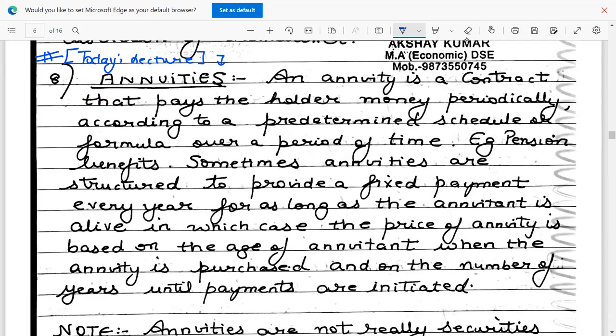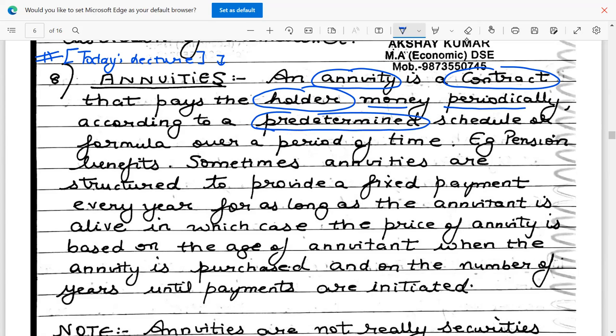An annuity is a contract that pays the holder money periodically according to a predetermined schedule or formula over a period of time. So annuity is going to generate fixed payments of a predetermined amount. Everything is predetermined: how much will be paid to the annuity holder, and in how much time will the annuity holder get money. That means the annuity holder has a clear-cut idea about when he or she will be receiving these payments and of how much amount.